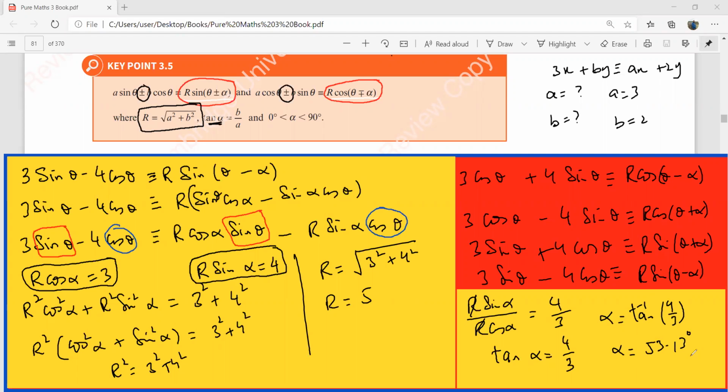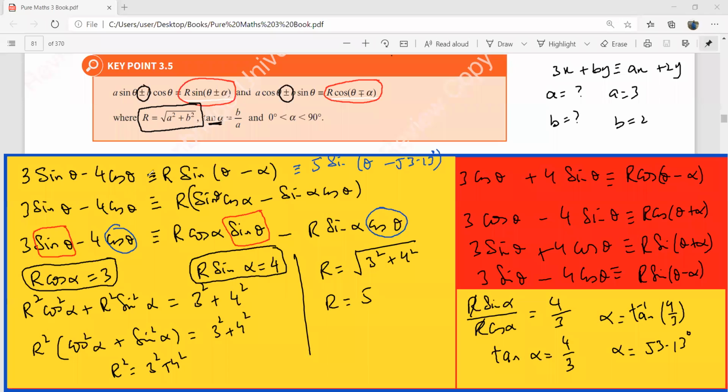I'm just doing that mentally. Okay, so this expression, 3 sine theta minus 4 cos theta, has now become 5 sine theta minus 53.13 degrees. Okay?